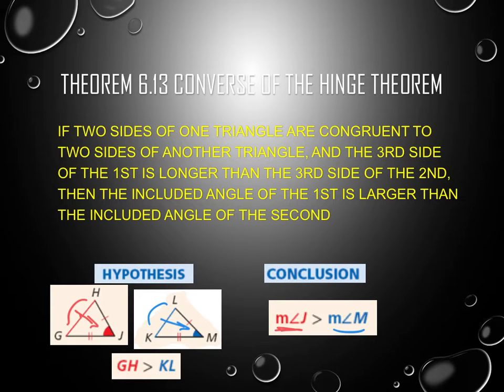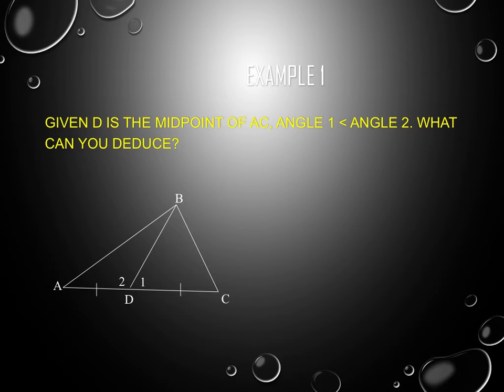Good. Any questions? So now we're just going to do 3 examples, just applying these two theorems. So here they're telling us that given that D is the midpoint of AC and angle 1 is less than angle 2, what can you deduce? So what it means here, what can you deduce? What can you determine from the picture?